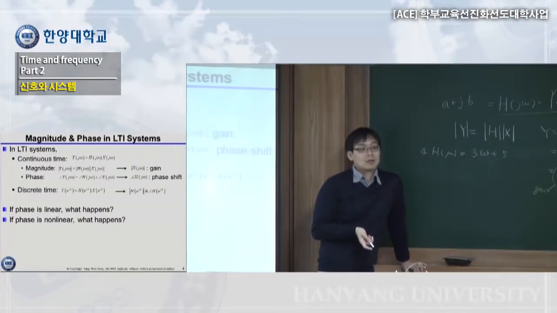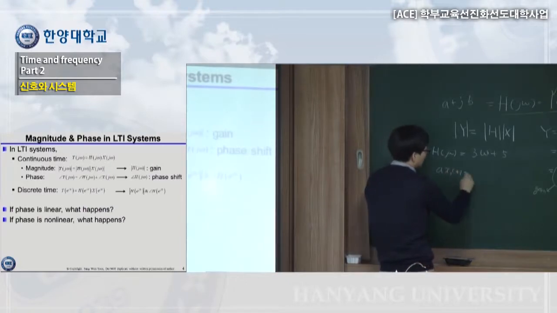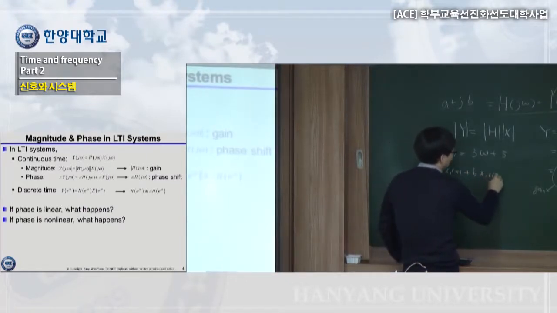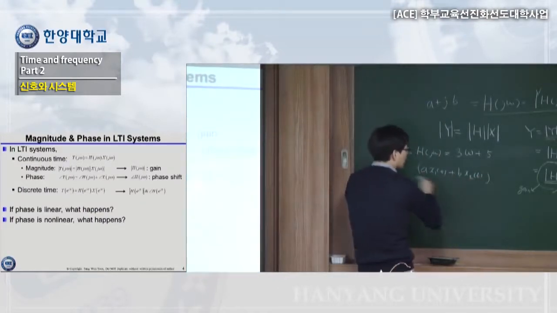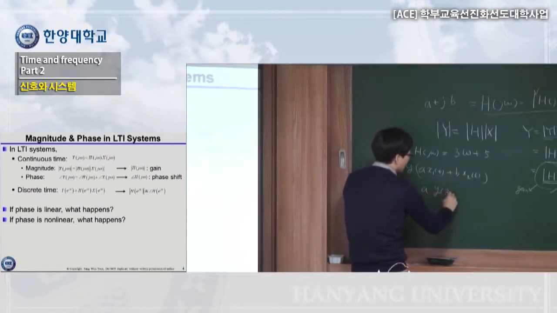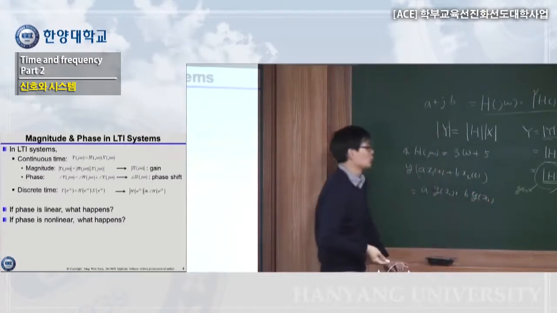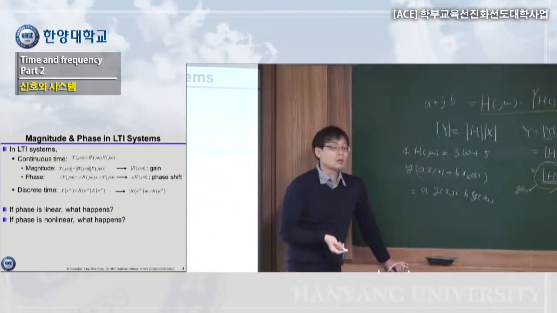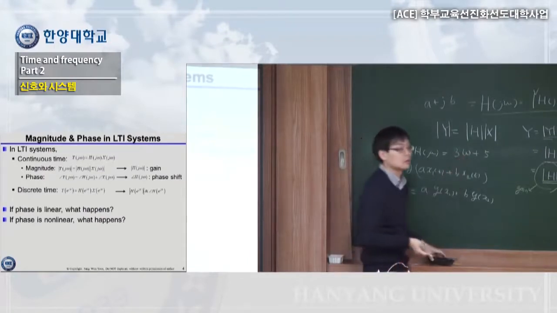What's the meaning of linear? Superposition held or not, that's linear, right? So in a linear system, you have two inputs. If you add them together, the output of this is the same as just doing them individually. That's the meaning of linear. So this is linear because our input is omega, right? So this is linear.